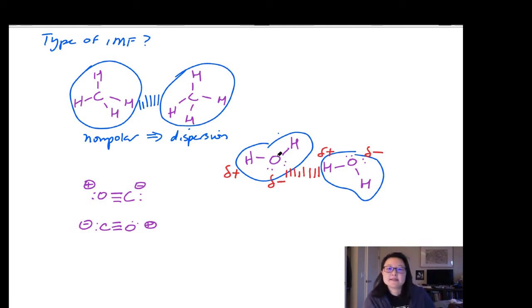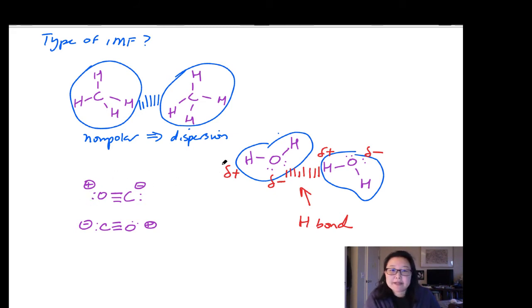Okay. So it's from the lone pair or the negative charge on this oxygen with this positive charge on the hydrogen. So that is what we call the hydrogen bond. And remember, it's not a covalent bond, it's an intermolecular force.